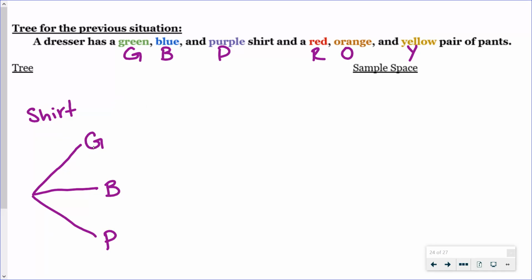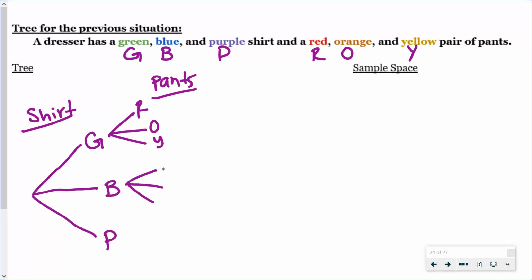Now, no matter what my first choice is, if I had green, blue, or purple, I have 3 choices for the pairs of pants. So if I have a green shirt, my pants could be red, orange, or yellow. If I have a blue shirt, my pants could be red, orange, or yellow. And same thing goes if I have a purple shirt. I have 3 options for what my pants could be: red, orange, or yellow. These might make some interesting looking outfits. But this shows me all of my possible outcomes.